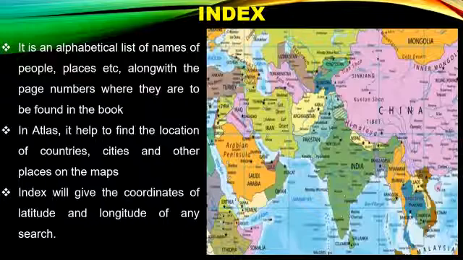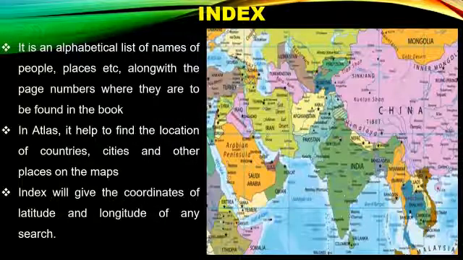Index. Now index, it is an alphabetical list of names of people, places, along with the page numbers where they are to be found in the book. In Atlas, it helps to find the location of countries, cities, and other places on the maps. Index will give the coordinates of latitude and longitude of any search.